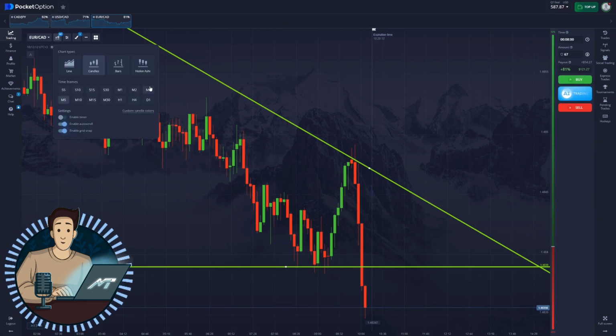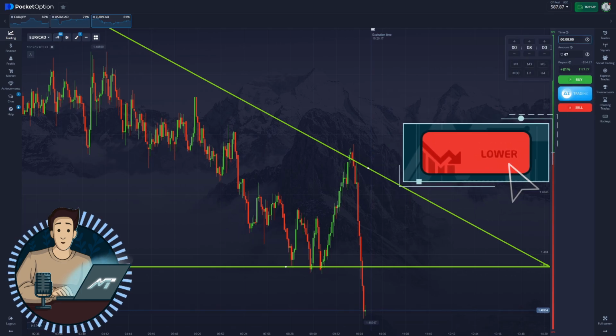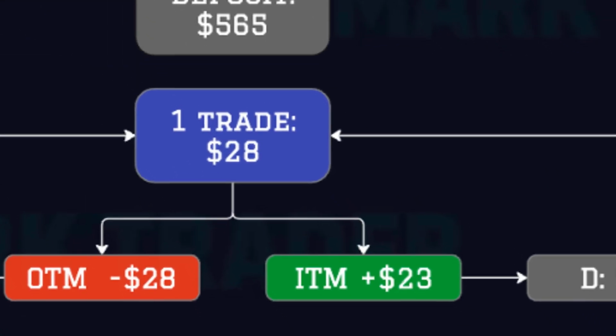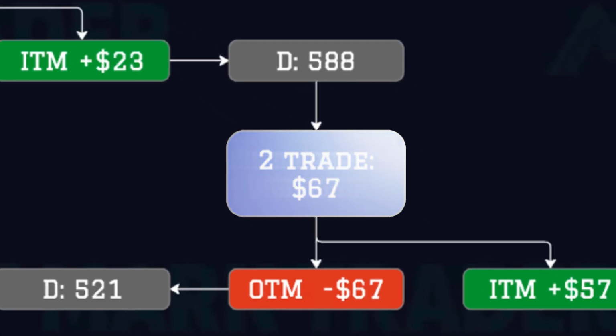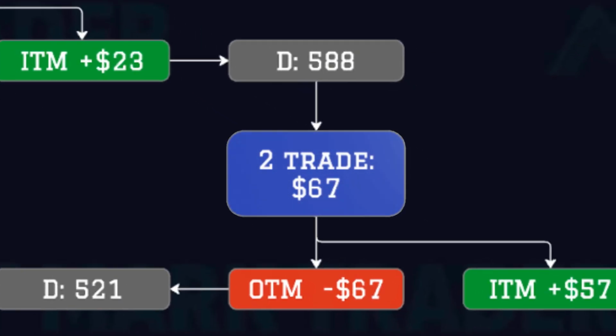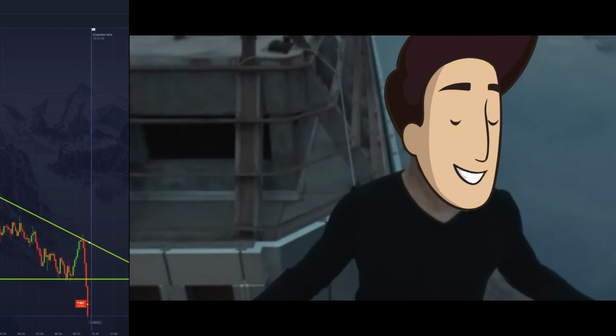Now back to our trade. The triangle has already broken. No time to waste. We're shorting for 10 minutes. Since this is the second trade in the triplet, I'm multiplying the previous amount by 2.4. I'm following my anti-martingale money management system. We're growing a small deposit, so we aim to trade as carefully as possible.